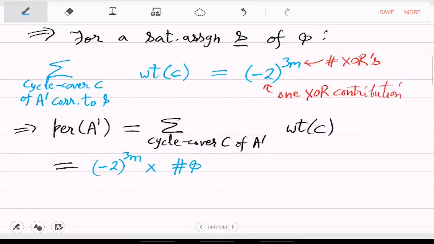So are we done yet? Just one thing remains. We claimed in the theorem statement that it's permanent with 0, 1 entries. Now we have actually used entries like -1 and 2 and 3. So we have to make it binary. So let's do that.